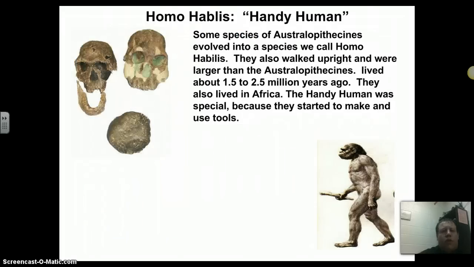From there, we have what's called Homo habilis, which is the handy human. The idea is that certain Australopithecus later evolved, or the traits continued to change, and we have the idea of walking upright. They're a lot larger than Australopithecus, and lived about 1.5 to 2.5 million years ago. I think they were special because their hands are freer to use tools. And so that's a big part of it there.